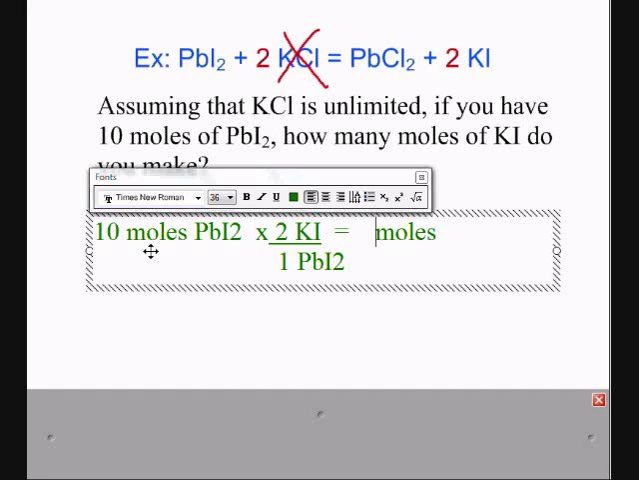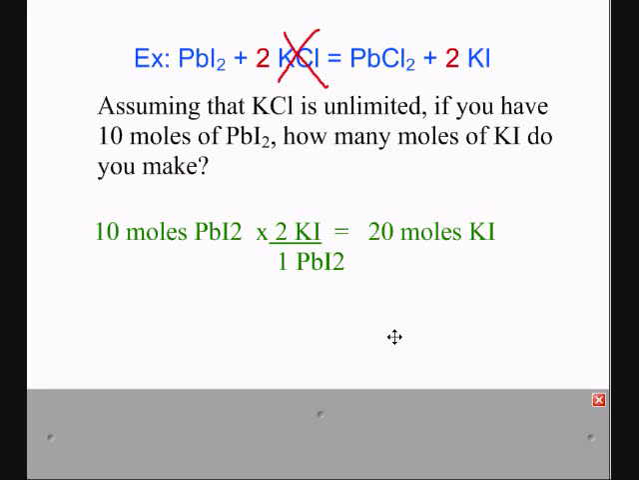So if I have 10 moles of lead iodide and I get 2 for every 1 mole, 10 times 2 is 20, divided by 1 is still 20, and the answer is I get 20 moles of potassium iodide. Simple enough. Now I know most of you could probably just see that from the equation. You could see that 1 gives you 2, so we knew that already. But I want you to get in the habit of doing it this way because when we really learn all the pieces of stoichiometry, it's going to be important to have this step in there.